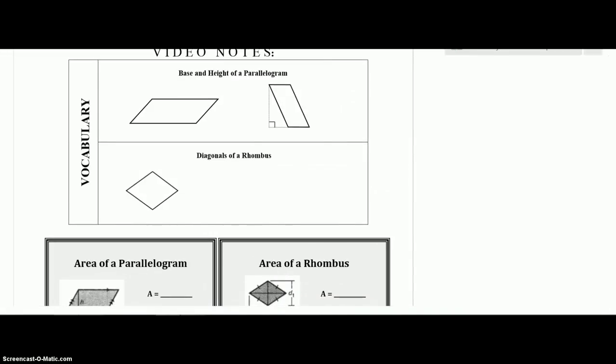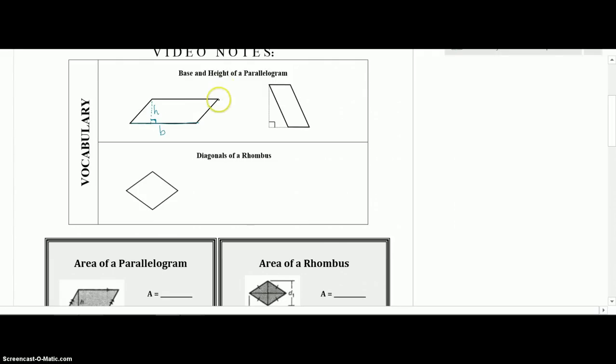So if we look at these two diagrams, before we even look at the formula, we need to know what the base and the height is. So in this first parallelogram, this would be the base, and the height is how tall it is. So we actually have to draw in the height just like we did for a triangle. And remember, a base and a height always make a right angle.